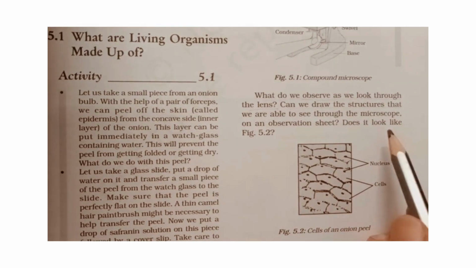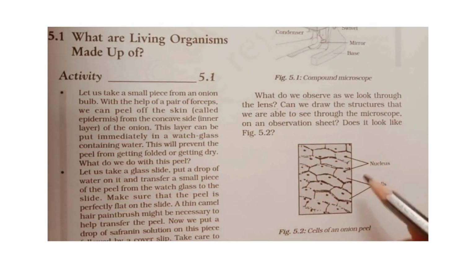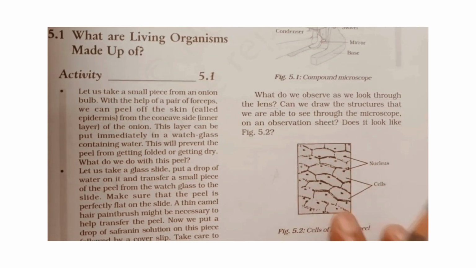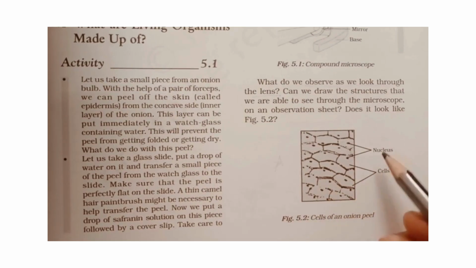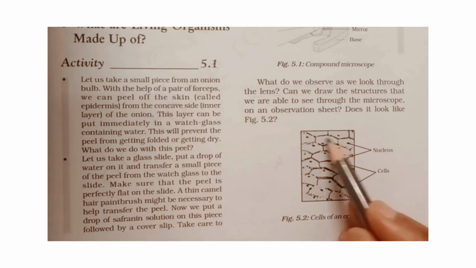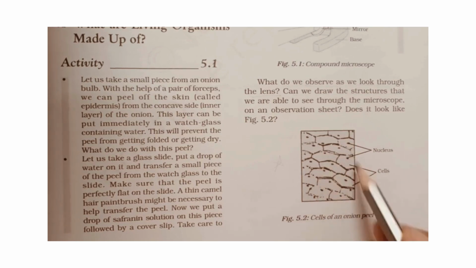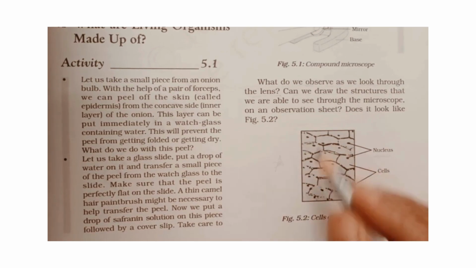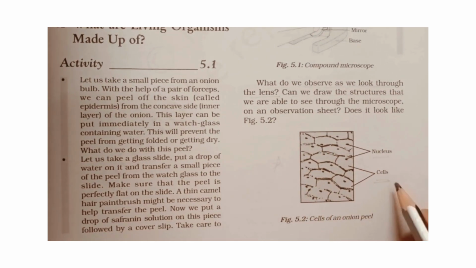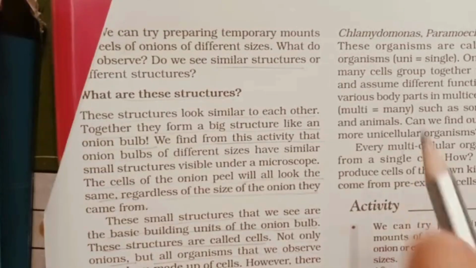Can we draw the structure? Yes, we can draw the structure. And what are our observations? Our observation will exactly look like this. Now what is it? These are the small hexagonal cells in which the black dots are nothing but the nucleus. So each and every hexagonal compartment is called a cell.